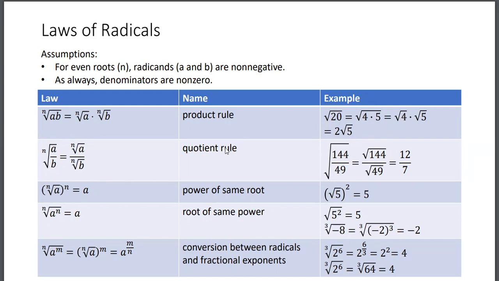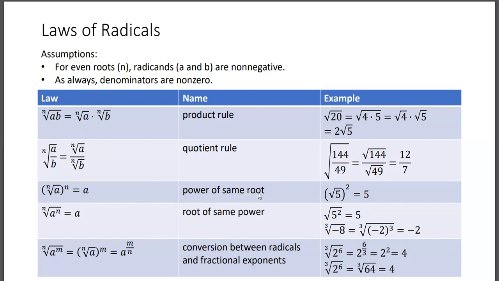The quotient rule. The nth root of a quotient A over B is equal to the nth root of the numerator divided by the nth root of the denominator, nth root of A divided by the nth root of B. An example: the square root of the fraction 144 over 49 is the same as the square root of 144 divided by the square root of 49. And these are both perfect squares. That's 12 divided by 7.